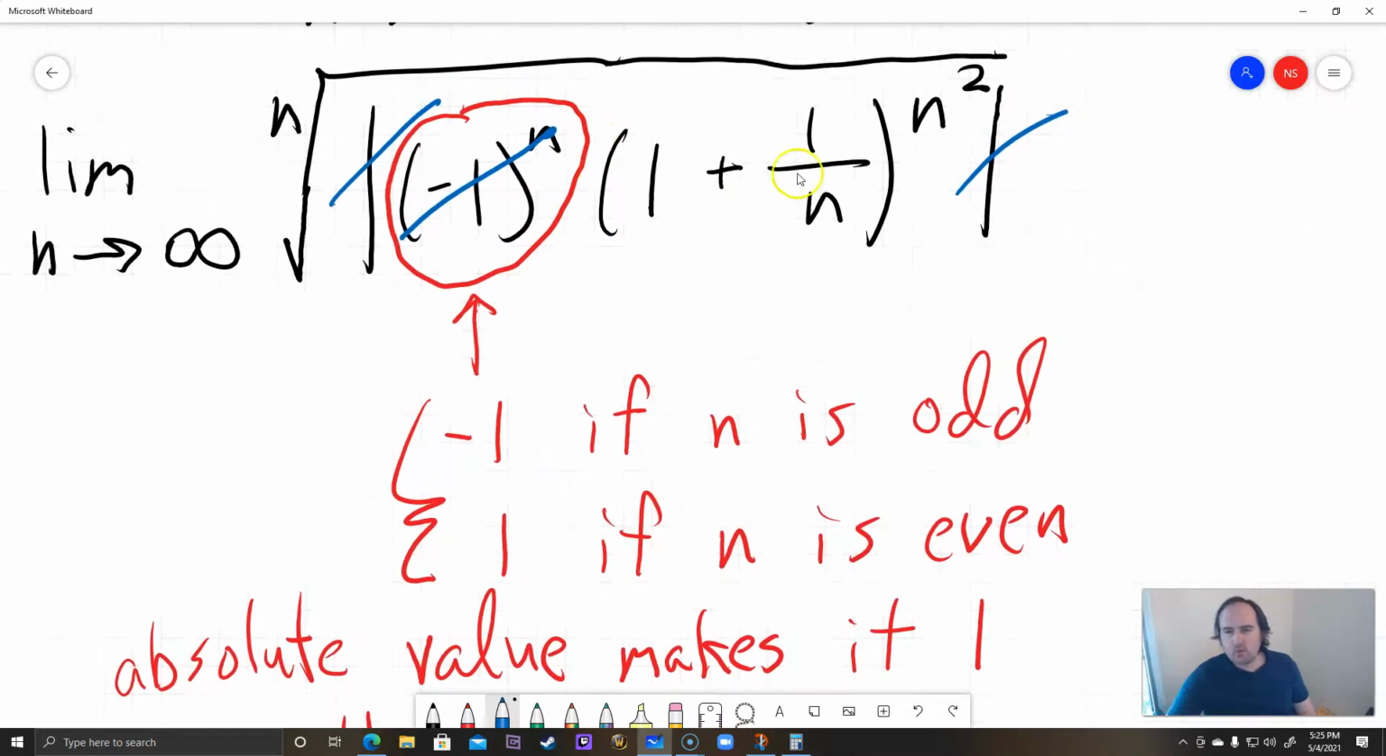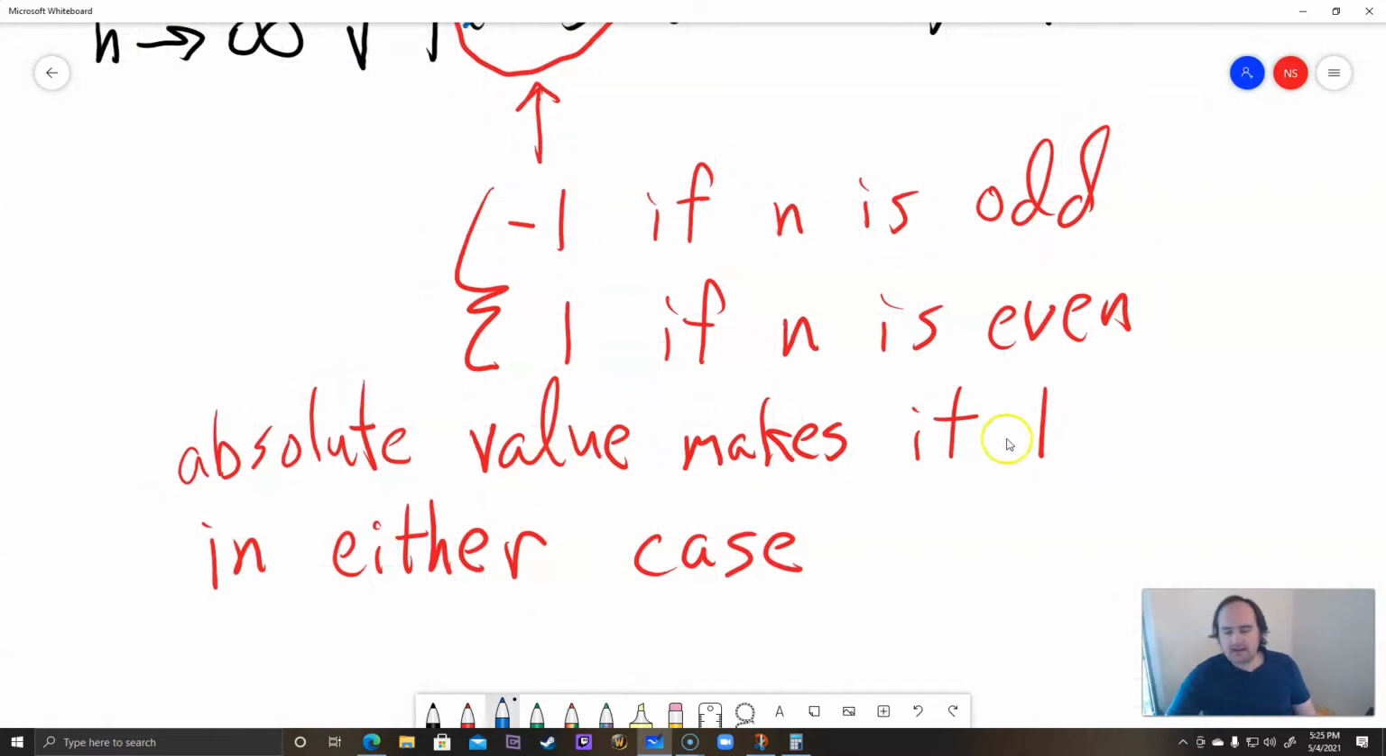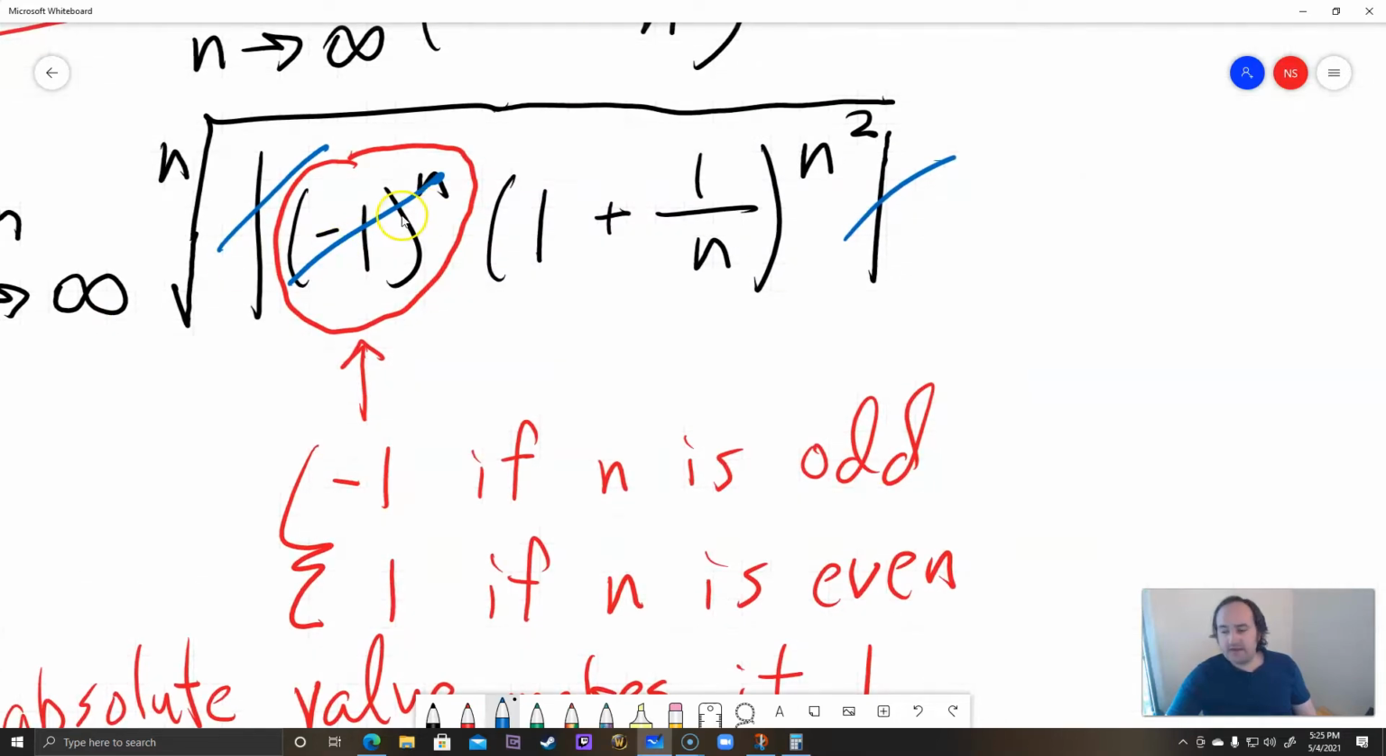And the rest of this, the 1 plus 1 over n to the n squared, that's always going to be positive because we're taking the limit as n goes to positive infinity. So we're going to be plugging in positive numbers there. Okay, so our absolute value just makes sure that it's always positive, so that cancels out with the negative 1 to the n.